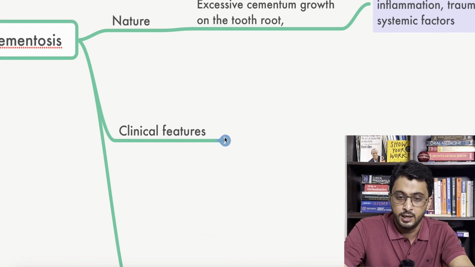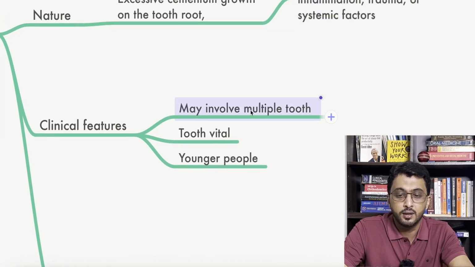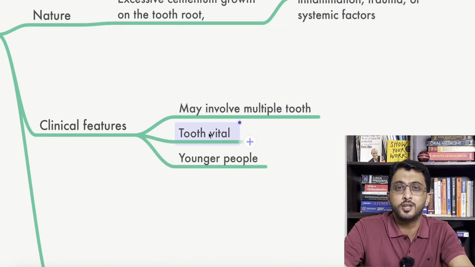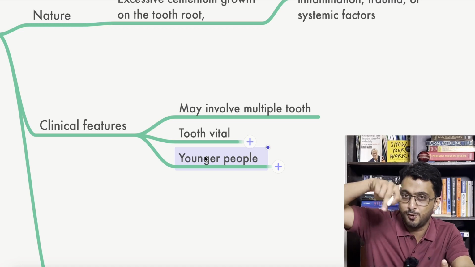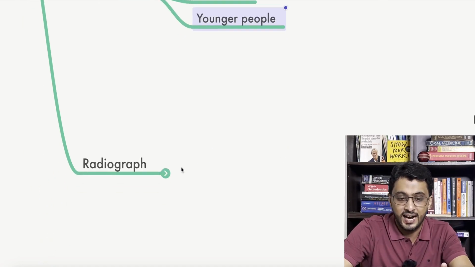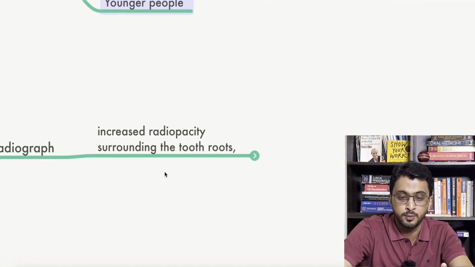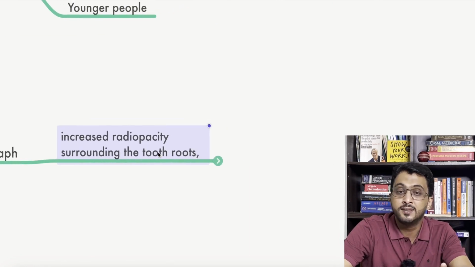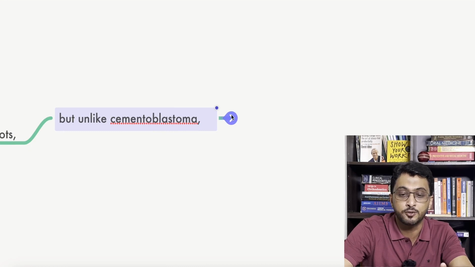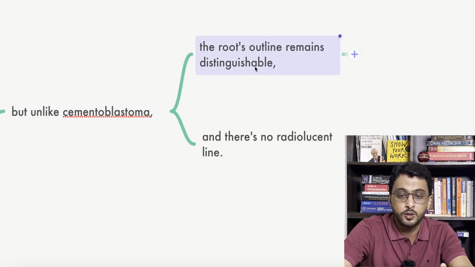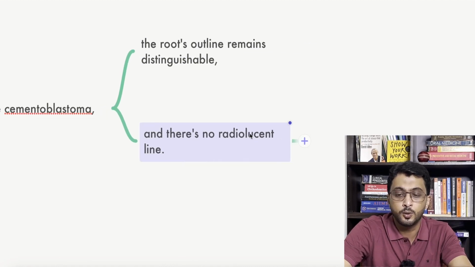Basically trauma. Now clinical features again, multiple teeth can be involved. Tooth is vital. Very typical. Young people. So all these are very similar to cementoblastoma except for the radiolucent line and tooth destruction on the radiograph. That's what I'm coming to. Radiopacity surrounding the tooth roots, but unlike cementoblastoma, please note here, the root outline remains distinguishable. I'll show you the image and there is no radiolucent line.